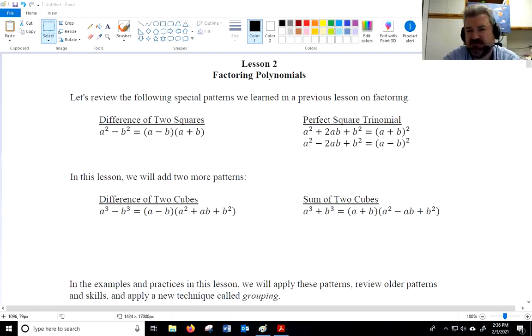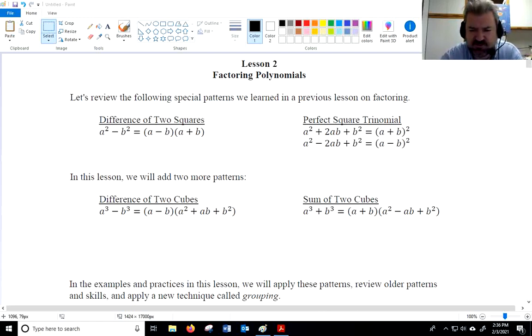We're in Unit 8. Unit 8 is all about polynomials. In this lesson, we're going to look at factoring polynomials. In Lesson 1, we described what polynomials are. We discussed how to determine the degree and the number of terms, which is going to be important for knowing how to attack it.